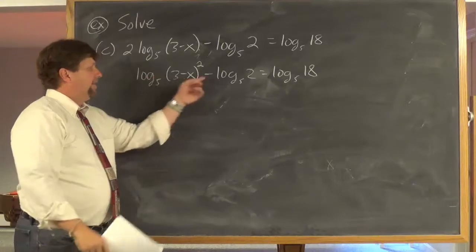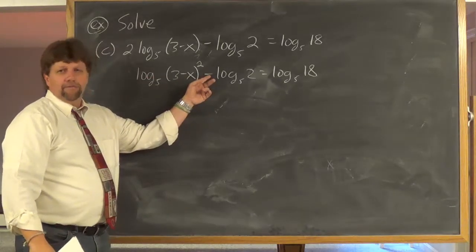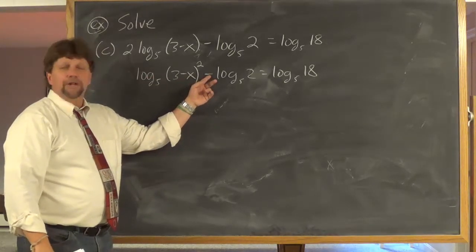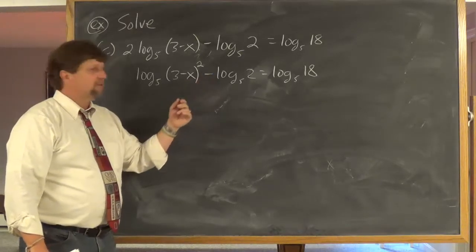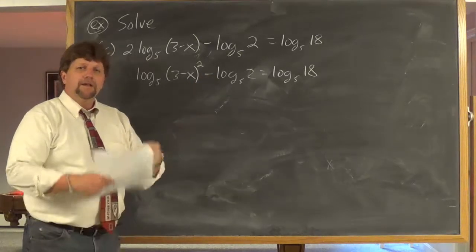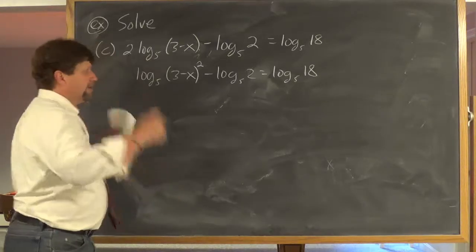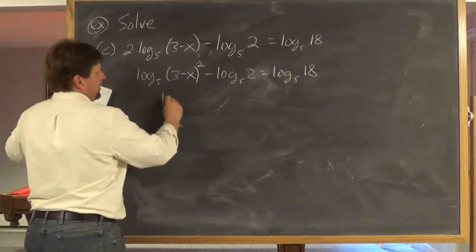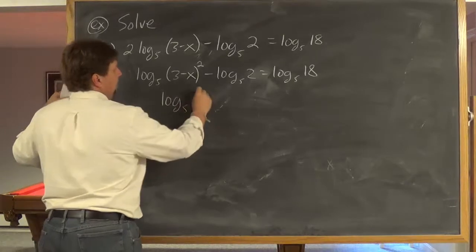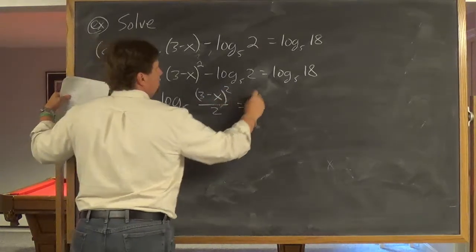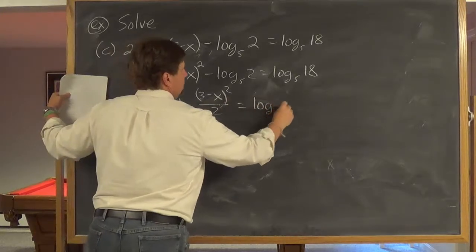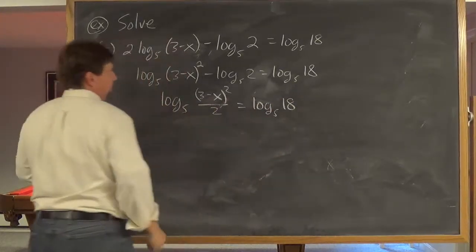Now here we have subtraction. So property 2 of logarithms, or law of logarithms number 2. We can take a subtraction and rewrite it so it's the logarithm of a quotient. So that's what I'll do next. This is log base 5 of 3 minus x squared over 2 equals log base 5 of 18.